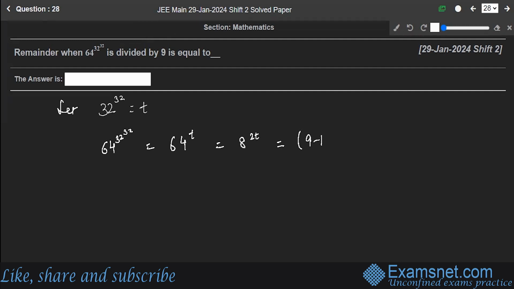What is 8? It is 9 minus 1, power 2t. So this can be written as 9k plus 1, that means a multiple of 9 plus 1. So that means the remainder is equal to 1. That was a super easy question. This is your answer. Hope you're clear with this.